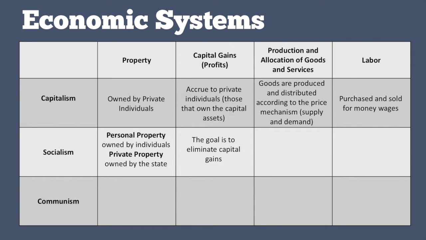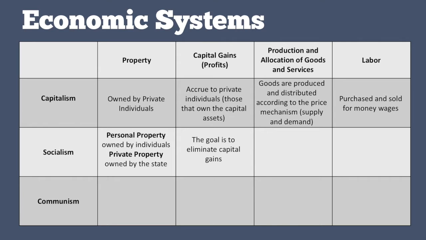As far as profits go, the goal in a socialistic society, at least in the Marxist version, is to eliminate capital gains, to get rid of profits altogether. This is really why it's key that this is a transition phase. So in socialism, we're trying to sort of phase out profit.